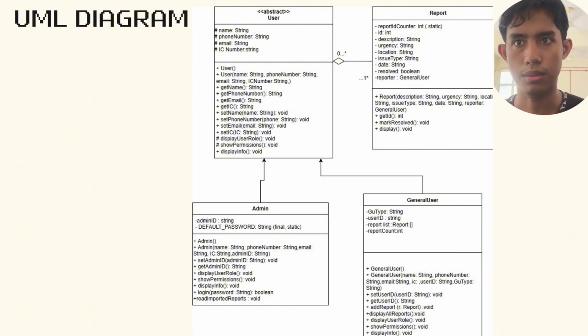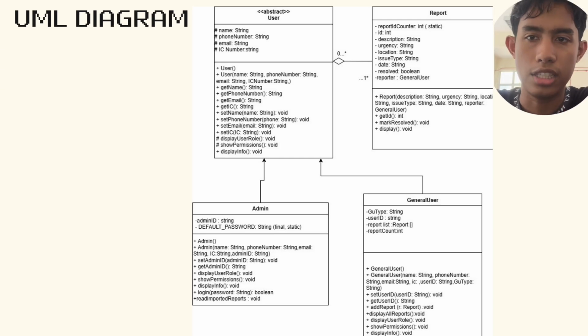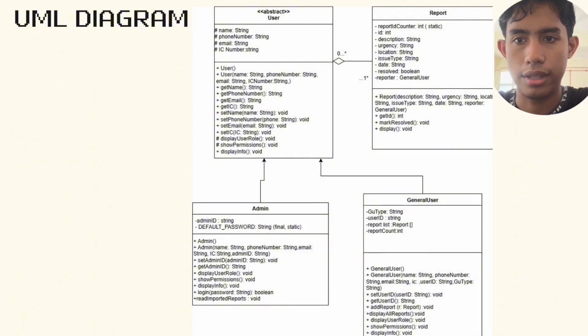Hi, my name is Muhammad Fahmi. So basically, I'm going to explain our class UML design. So first, we have the user class, which is an abstract class. We have 4 attributes, such as name, phone number, email, and IC number. So these attributes will be inherited by the classes admin and general user.